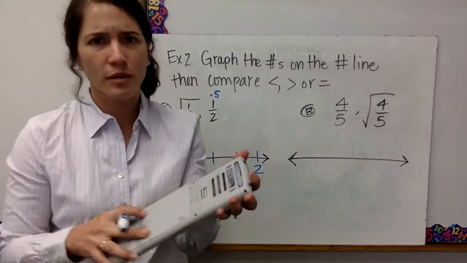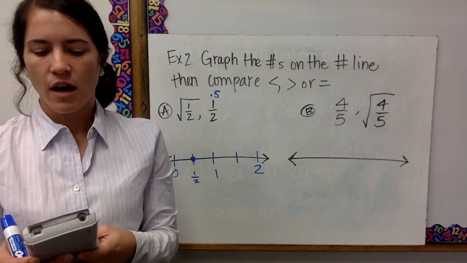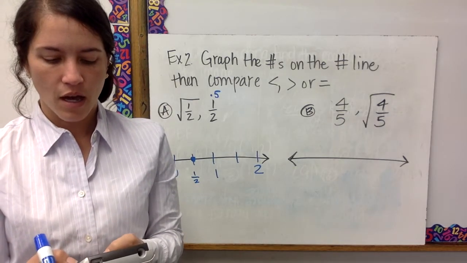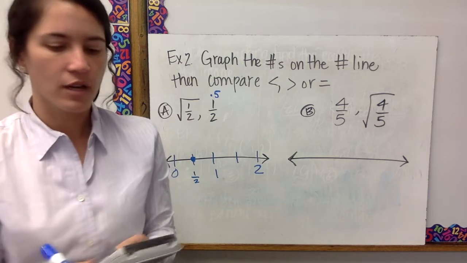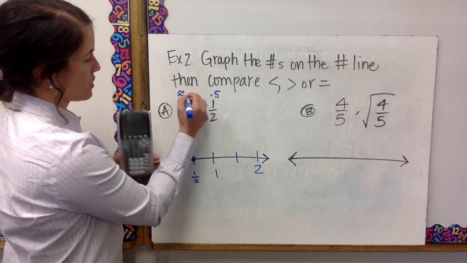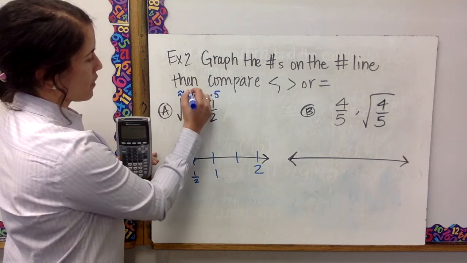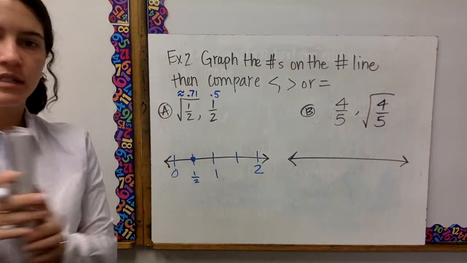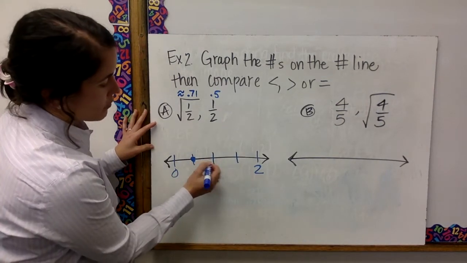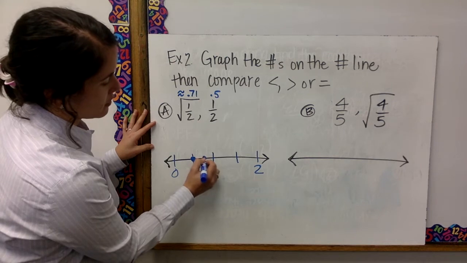All right, you're going to be able to use your calculator. The square root of 1/2 is approximately about 0.71. It's about, I'm using my calculator, 0.71, which is going to be between 1/2 over here.